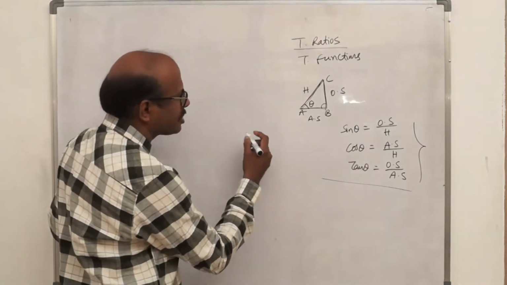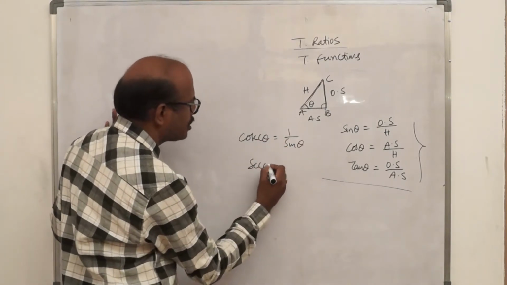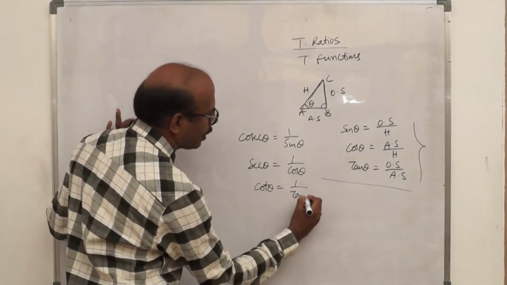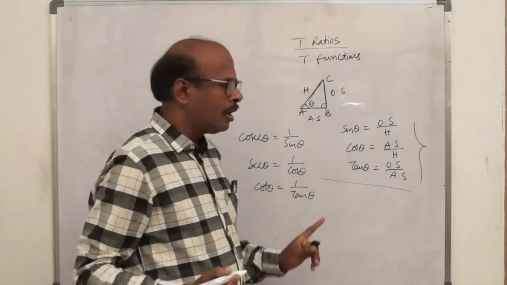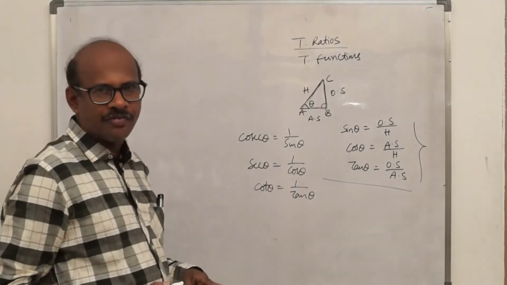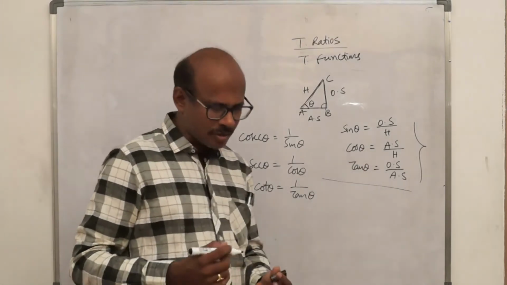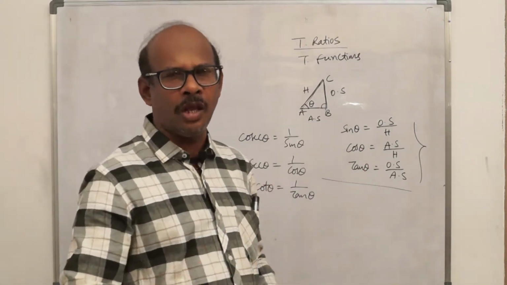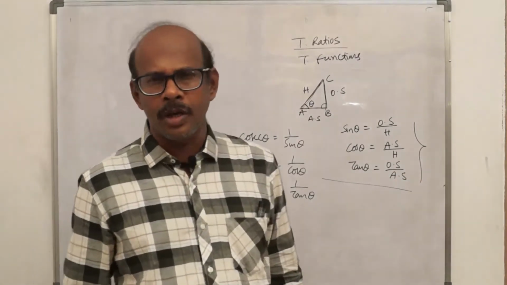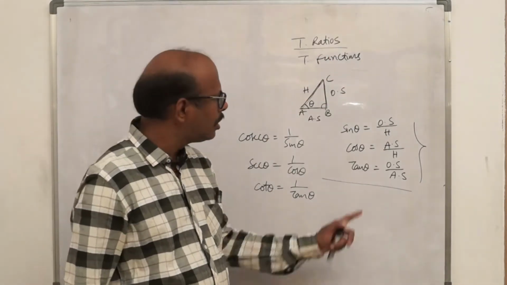Now the reciprocal trigonometric ratios: cosec as 1 by sin, secant as 1 by cos, cot as 1 by tan theta. Here there are three reciprocal trigonometric ratios for sin, cos, tan. Cosec is the reciprocal of sin, secant is the reciprocal of cos, cot is the reciprocal of tan. The total of 6 are called trigonometric ratios. The first three are fundamental, basic trigonometric ratios, and the next three are reciprocal trigonometric ratios. So our chapter is trigonometric ratios.